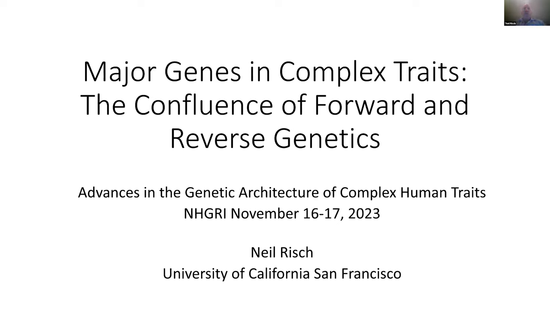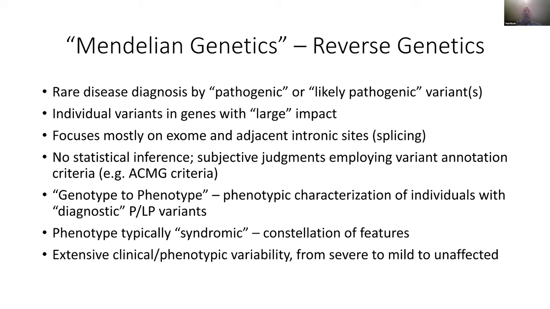Anyway, when Xander asked me to talk, I mentioned that the last 10 years, mostly, I've been working a lot on Mendelian traits, and could I talk about that? And he said, well, if you want to argue that Mendelian traits are complex, then maybe. So I said, okay, it's easy to make an argument that Mendelian traits are also complex, but what I'm going to talk about is the relationship between them. As you see, I added something to my title, which is major genes and complex traits, the confluence of forward and reverse genetics. I characterize Mendelian genetics as reverse genetics.